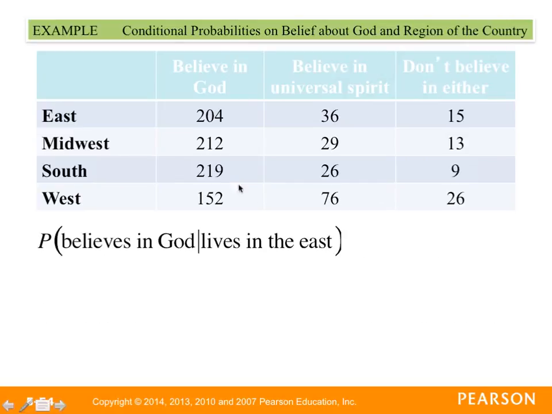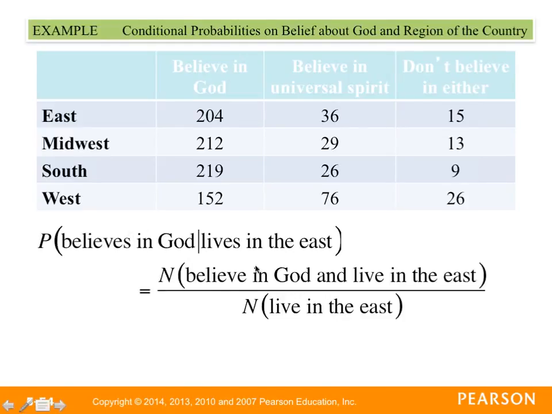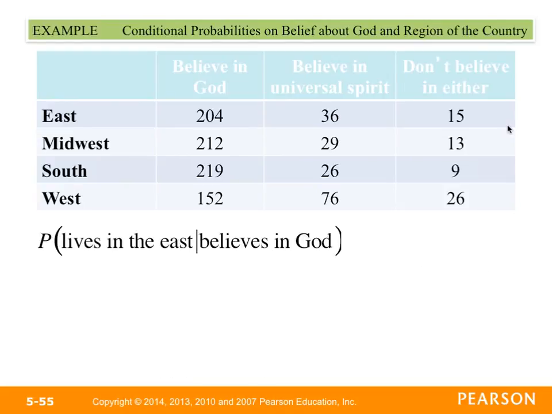So what we would do is we want to find the probability that someone believes in God given that they live in the East. So we look at the number who are in both categories. They believe in God and they live in the East, which in our case is 204. And then we divide that by everyone who lives in the East. That's going to be 204 plus 36 plus 15. So you get 0.8. Knowing that someone lives in the East, there's about an 80% chance that they believe in God.